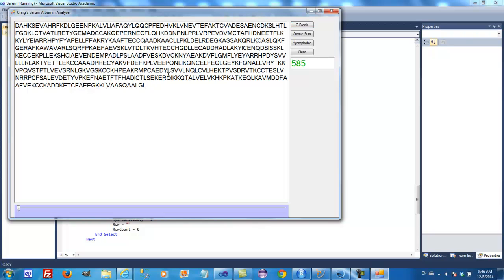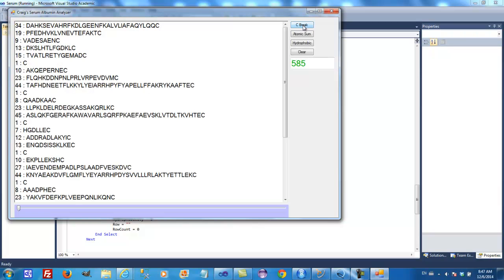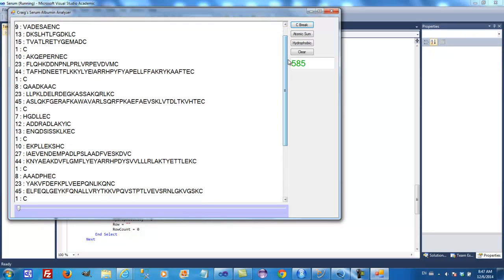Out of curiosity, I decided to enter a line break after each cysteine to see if any pattern would emerge. So I created this bit of software, and when I click on C break, it enters a line break after each cysteine. What then appears is a regular pattern. As you can see, we have each line ending with a letter C, and the double C results in getting a single C on its own here.